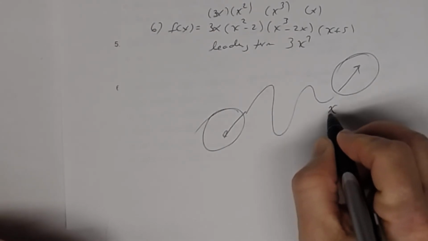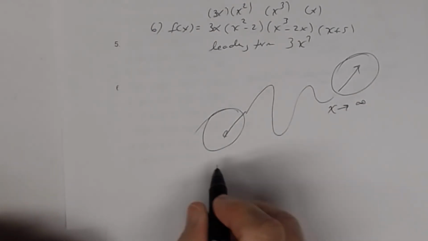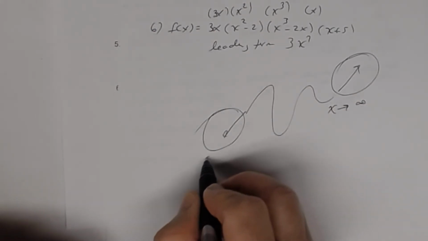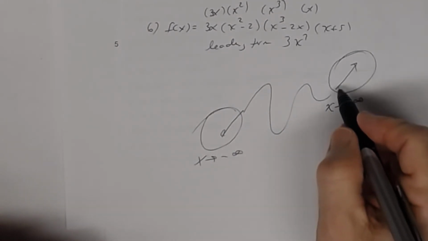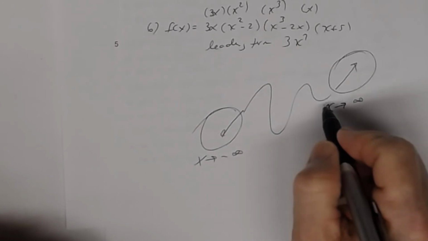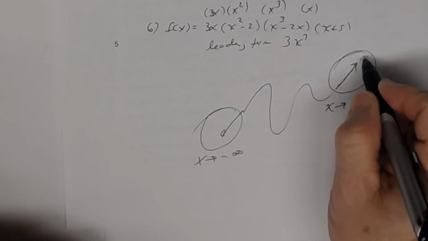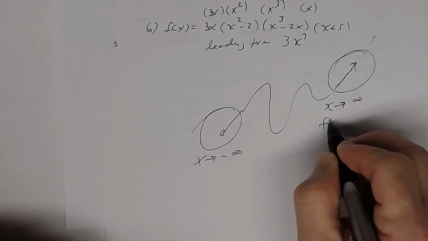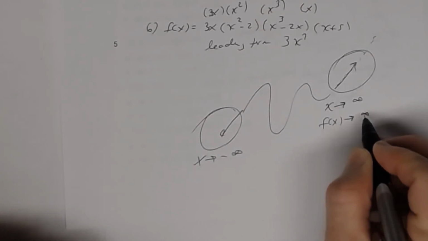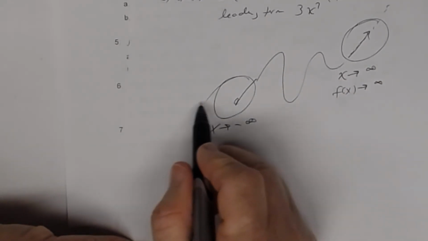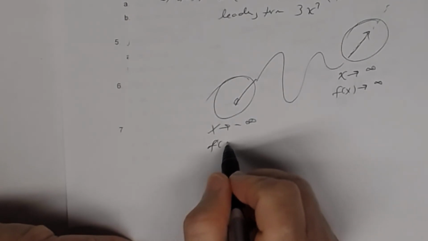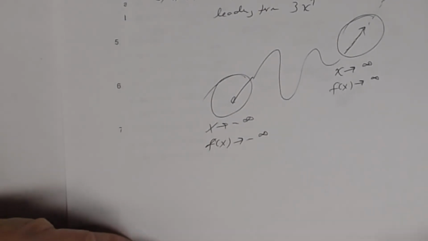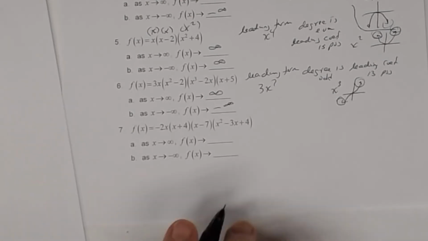So on the right means what happens when x approaches infinity. On the left means what happens when x approaches negative infinity. Well, when x approaches positive infinity, as x goes to the right, my y values are approaching positive infinity. Over here, as x approaches negative infinity, my y values are approaching negative infinity as well. So f of x approaches negative infinity. Okay? All right, so that's this one.